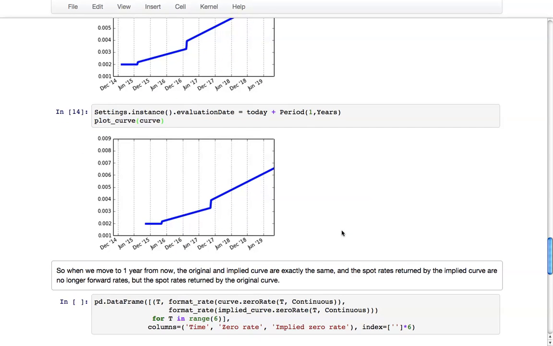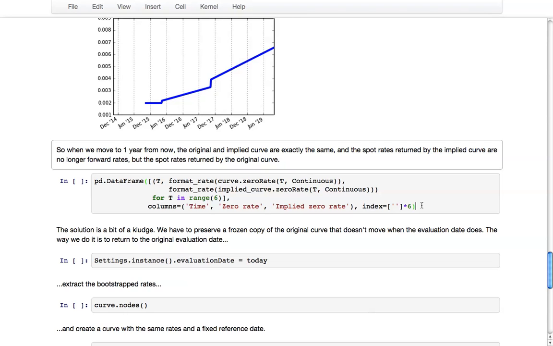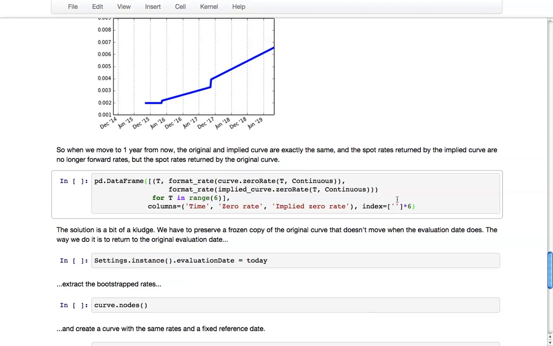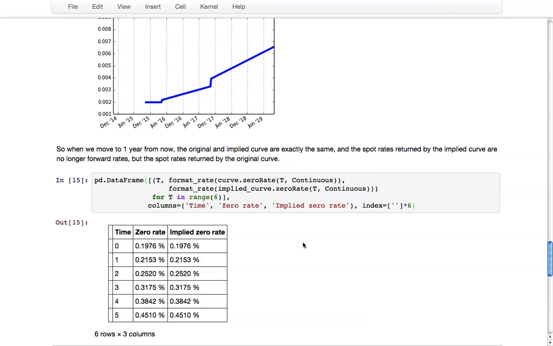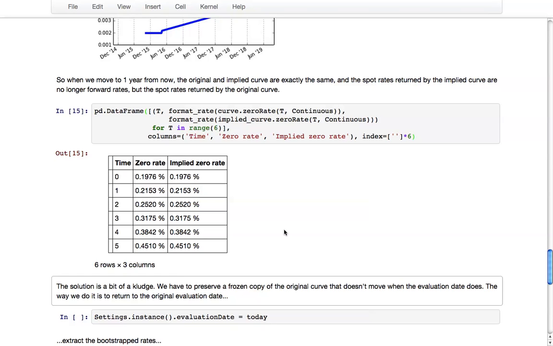What happened to the implied curve? Well, it's still linked to this curve, but since now this curve has this same reference date, based on 1 year from today, the implied curve is exactly the same. So there's no shifting happening, because, as I say, the reference date of the implied curve is already the same as the one of the original curve. We can see this also by comparing the zero rates of the original curve and the implied curve. If I do this, I'm going to get the same numbers for both curves. How do we fix this?